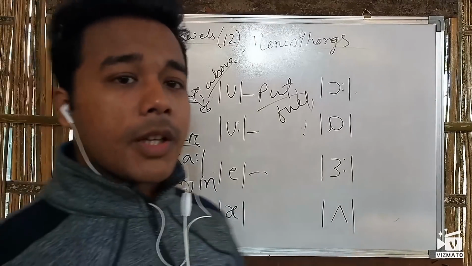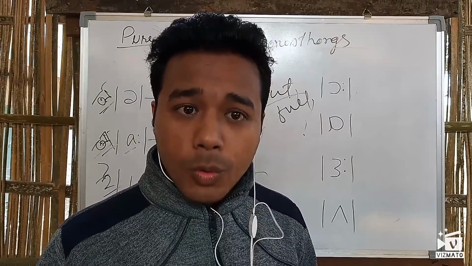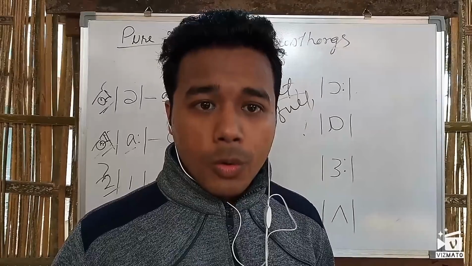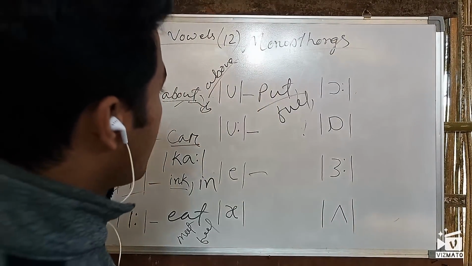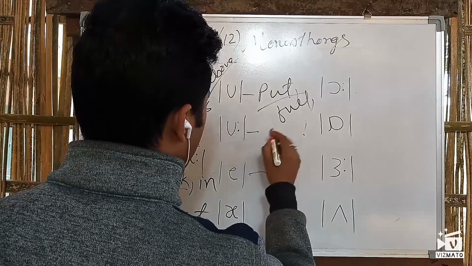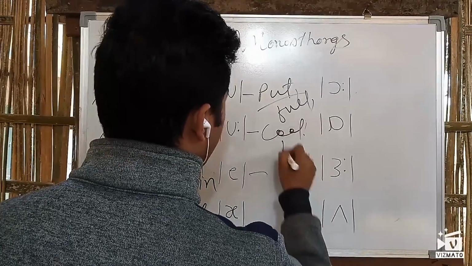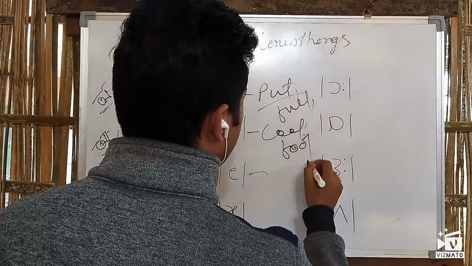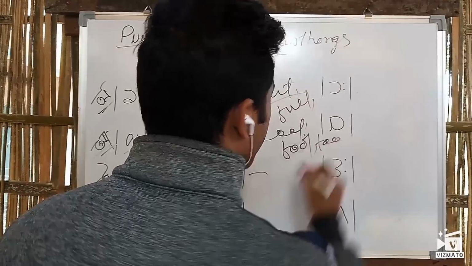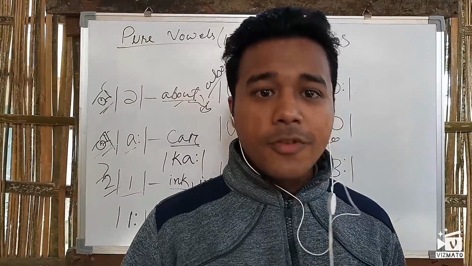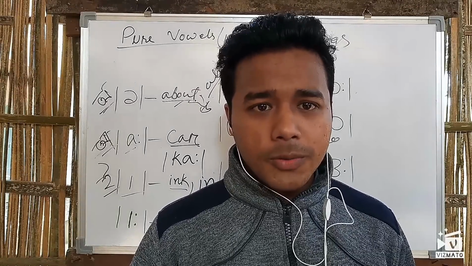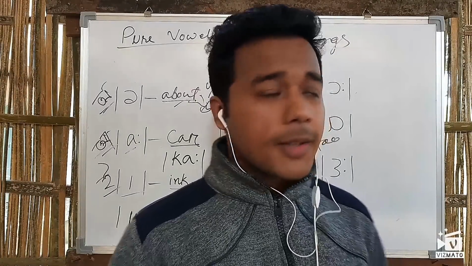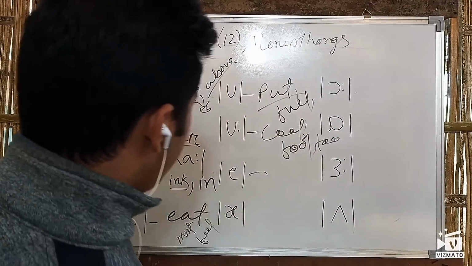Then we have long oo. So this could be found in the word like cool, food. Then chew, two, foo. I'm cool. Cool. Right?